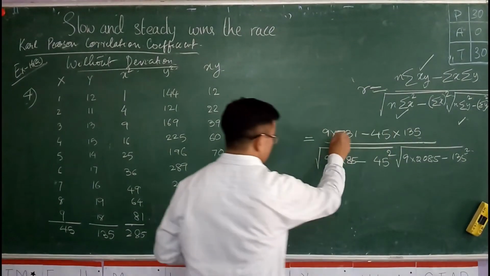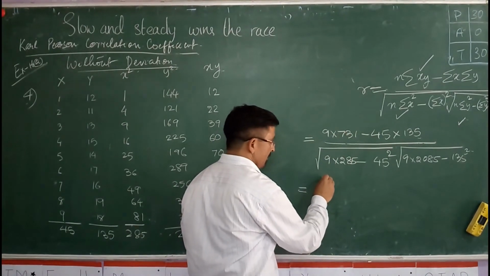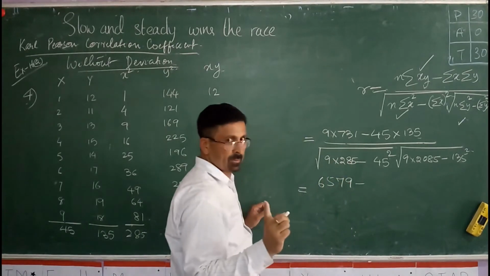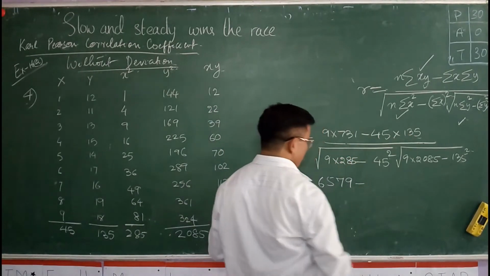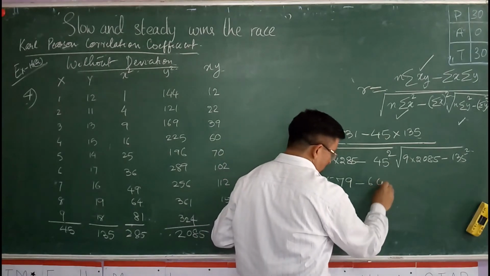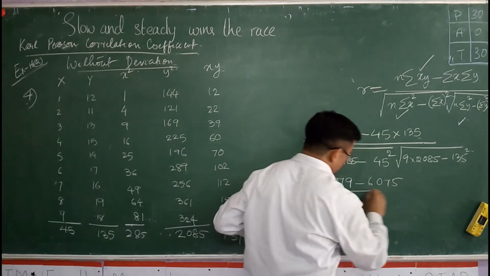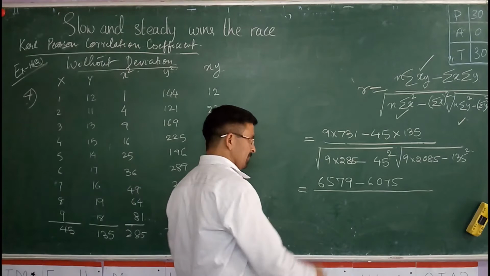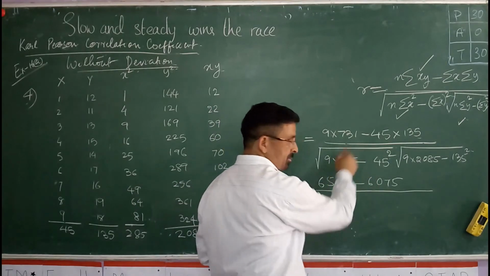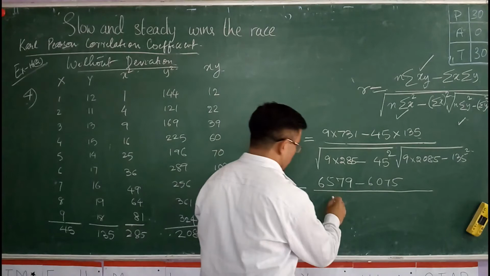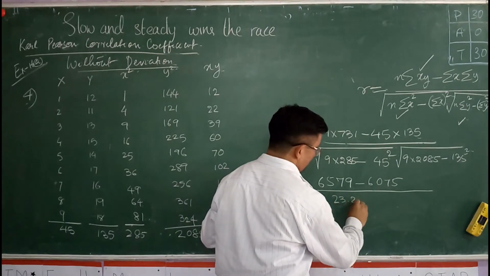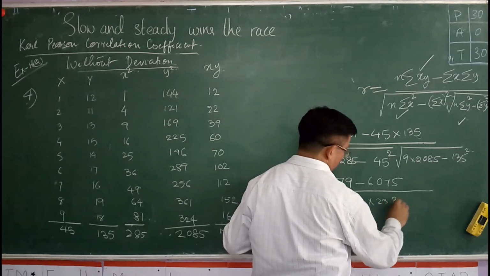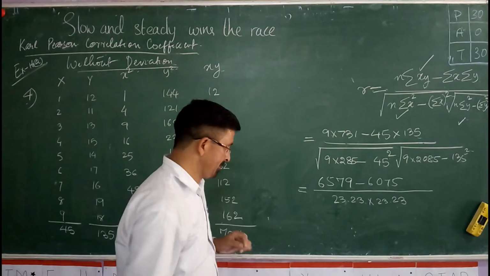Alright. So 9 into 731? 6,579. If you make a mistake, you are responsible. Now 45 into 135? 6,075. Good. Then the answer of this first root, 540. The answer of this root, 23.23. Now the answer of this part, 20.23. Very good. I hope you have not copy and pasted.